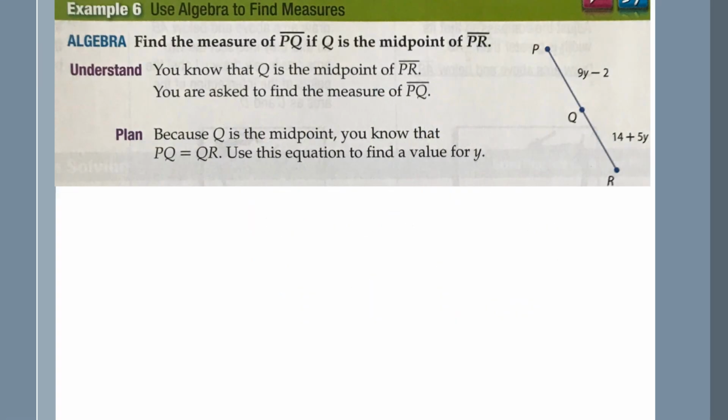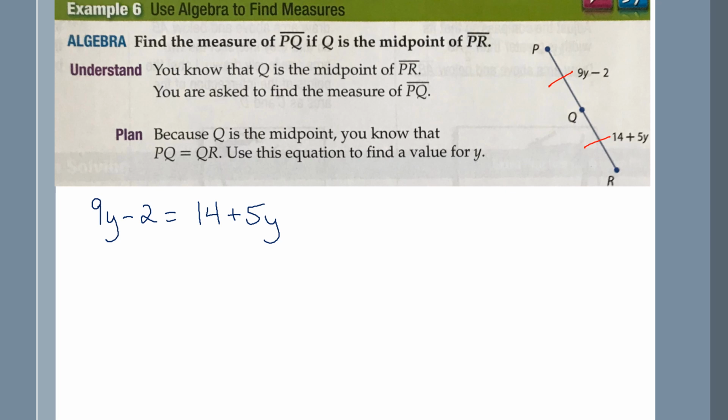All right, find the measure of segment PQ if Q is the midpoint of segment PR. So what we know here is that Q is the midpoint. Because Q is the midpoint, I know that segment PQ and segment QR are congruent. If they're congruent, their measurements are equal. Therefore, we can set this up with this equation: 9y minus 2 is equal to 14 plus 5y.